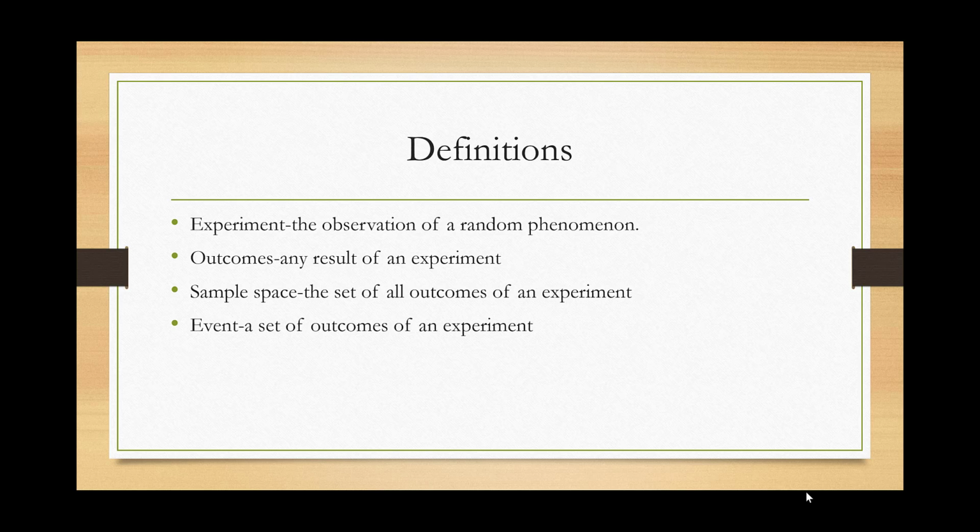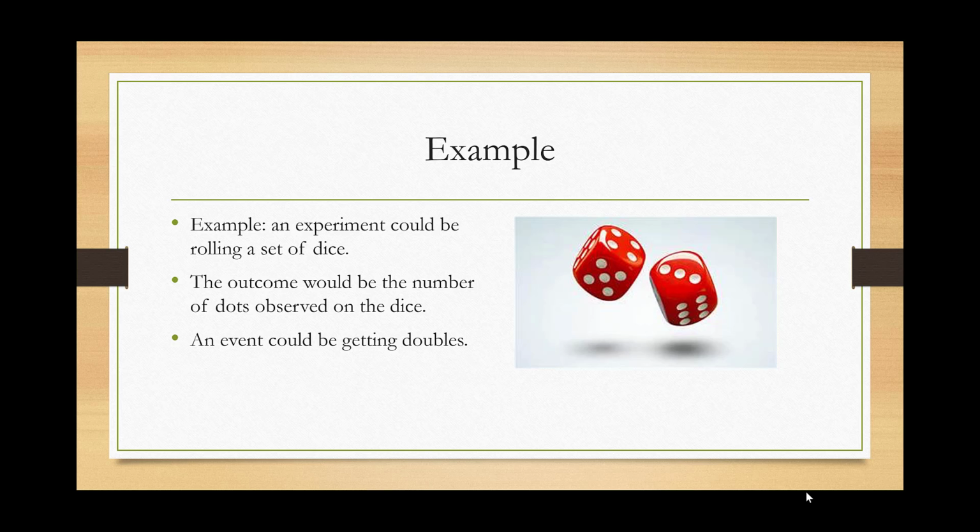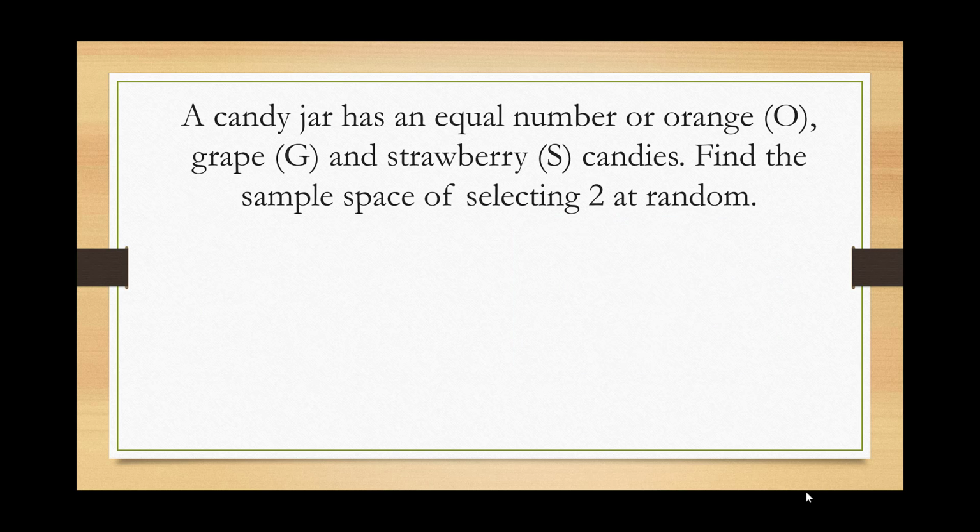Let's make that a little clearer by looking at a quick example. So we could have the experiment of rolling a set of dice. The outcome would be the number of dots on the dice. And then an event could be something like getting doubles. So let's try a quick experiment. Say we had a candy jar and it had an equal number of orange, which I'm going to call O, grape, I'm going to call G, and strawberry, which I'm going to call S. So the candy jar has these candies in it. And we're going to find the sample space of selecting two at random.